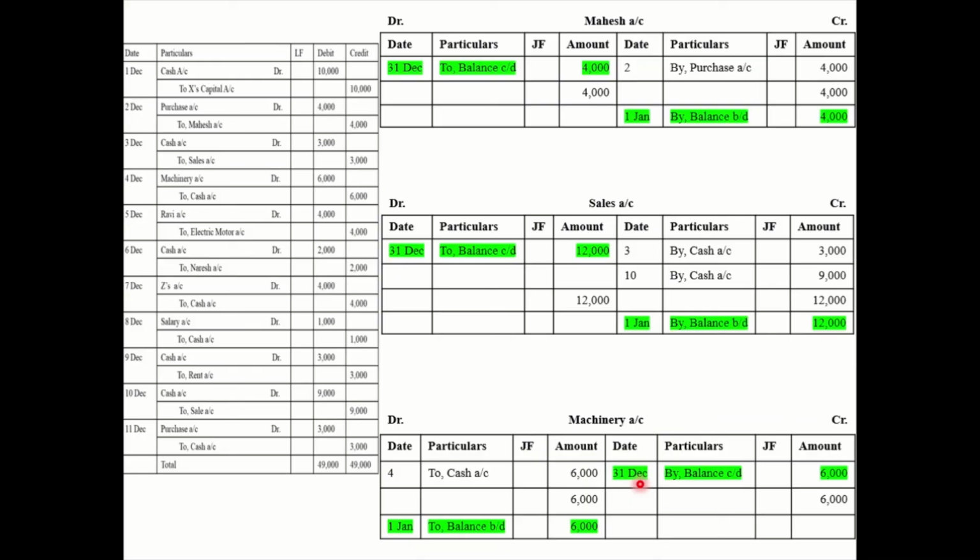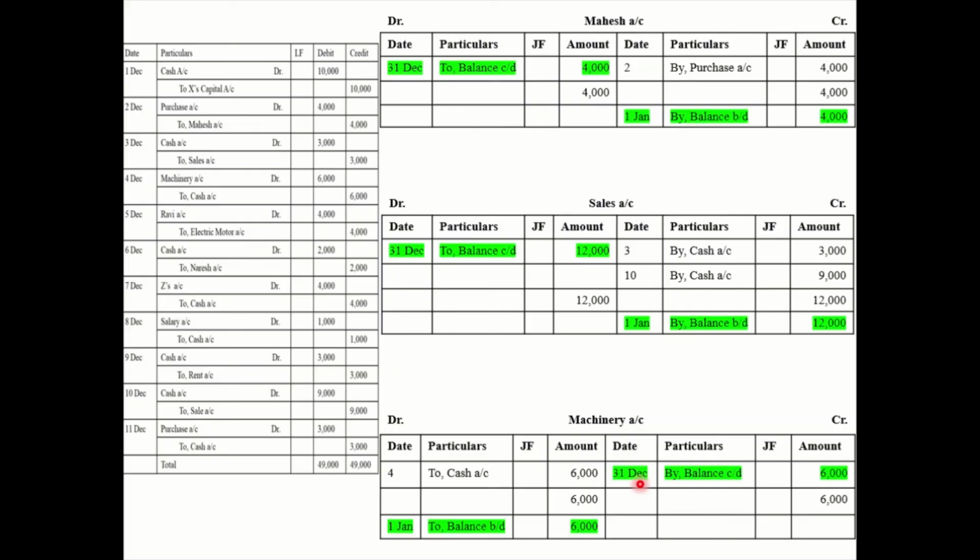Capital account is on the credit side because the 1st January entry is on the credit side. Purchase account we record on the debit side because the 1st January entry is on the debit side. Mahesh account we record on the credit side because the 1st January entry is on the credit side. Sales account we record on the credit side because the 1st January entry is on the credit side. Machinery account also we record on the debit side because the 1st January entry is on the debit side. Ravi account we record on the debit side because the 1st January entry is on the debit side. Electric motor we record on the credit side because the 1st January entry is on the credit side.